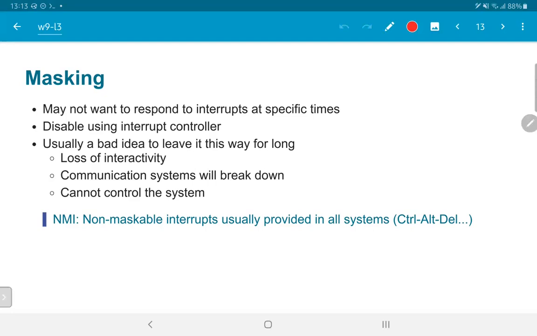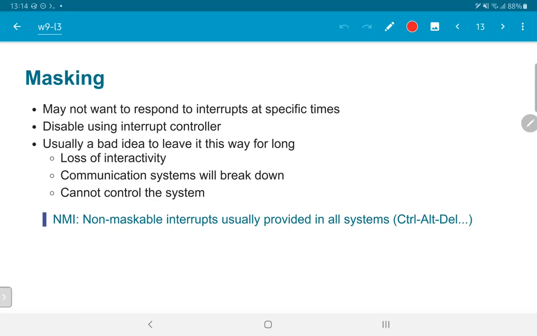Typically, this is a bad idea to leave it this way for a long time, essentially because it effectively means that you have lost that interrupt. That particular peripheral does not have any way of waking up the CPU or getting it to respond. Communication systems, for example, could break down. And in the worst case, you might even lose control over the entire system if all interrupts are disabled and there is no other way to get the CPU's attention.